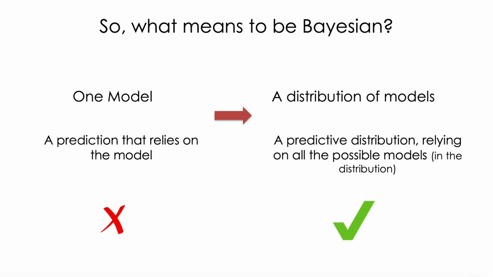So what does it really mean to be a Bayesian? Instead of finding one model, we find a distribution of models. So instead of having one prediction that relies on that model, we get a predictive distribution that relies on all the possible models we have in the distribution.